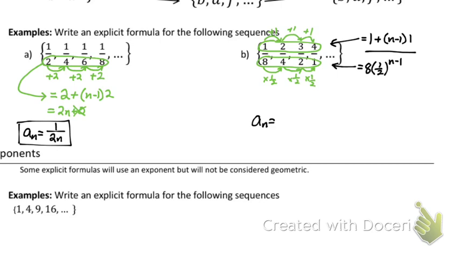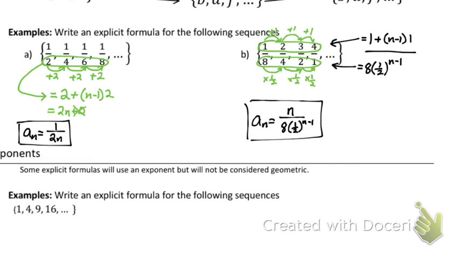So our equation is going to equal, well, if I simplify that, we'd have 1n minus 1. So we just have 1n on top. That would just be n. On the bottom, we'd have our 8 and 1/2 to the n minus 1. That's our equation. I got an arithmetic on top. I got a geometric on bottom.